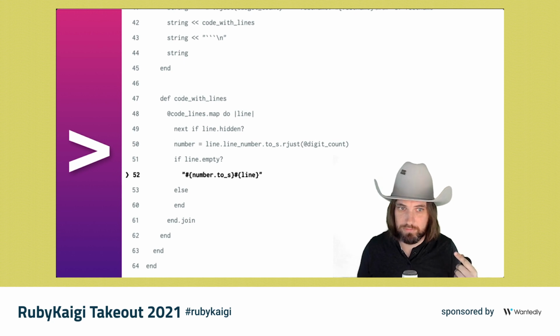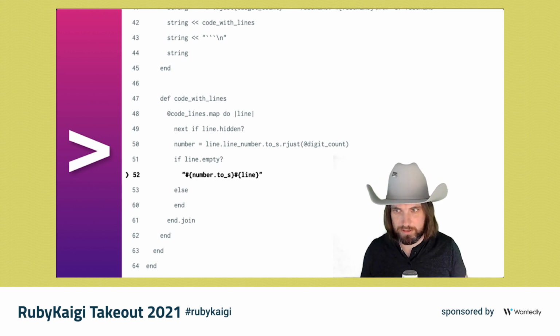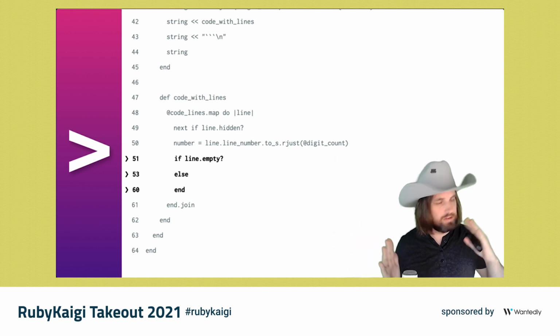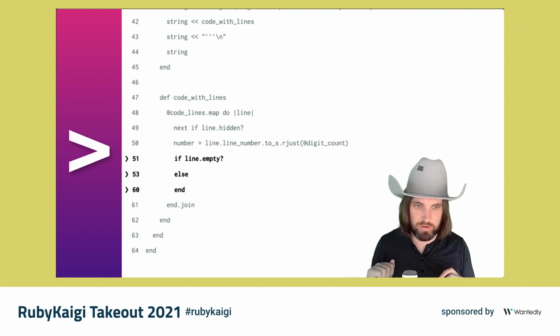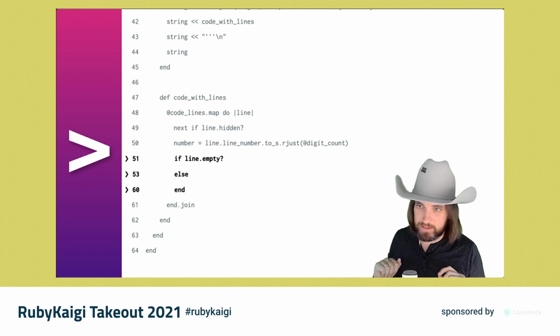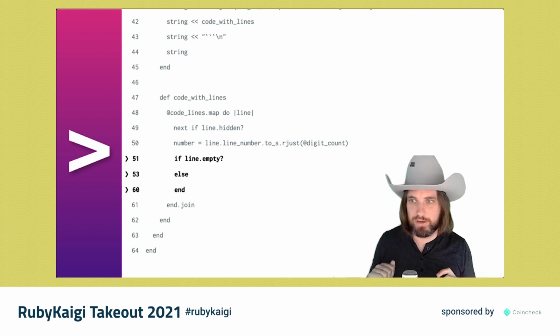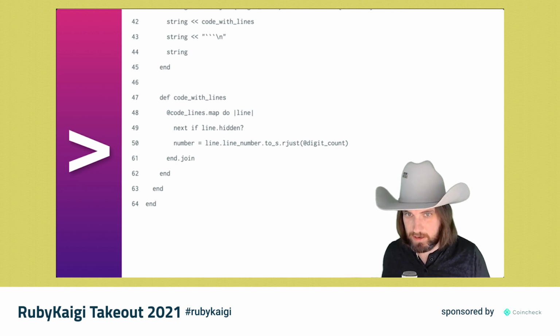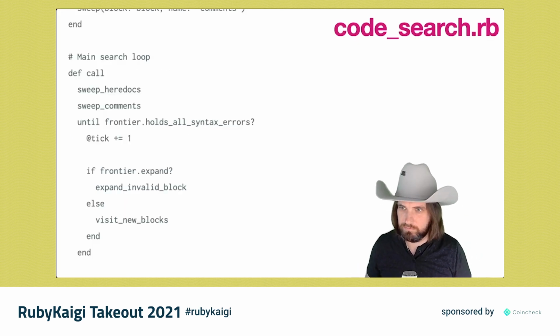Previously, we captured this line and put it on the frontier. When it's popped and expanded, it looks around and it finds a matching set of keywords using the scanner. See, it's got an if at the top and an end at the bottom, so it stops looking. This code is valid, so it's hidden. The expanded block is put back on the frontier. All right, back to the top, back to the loop.